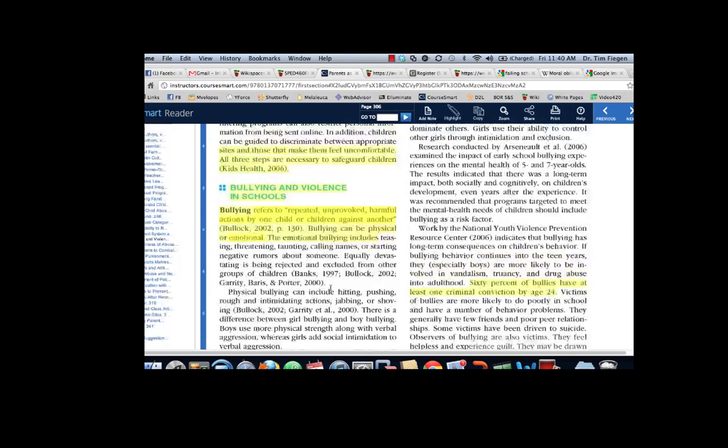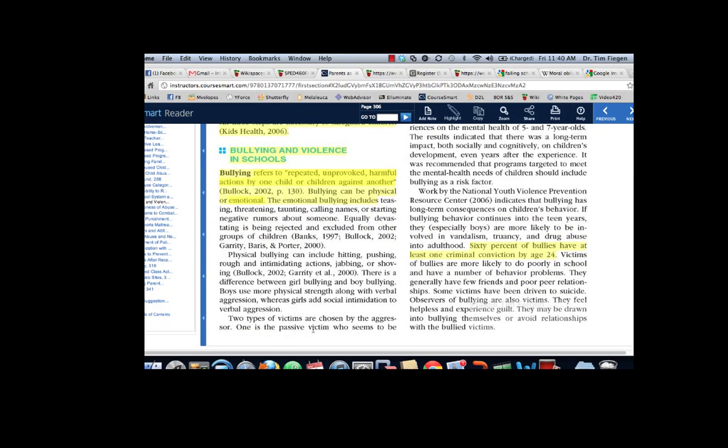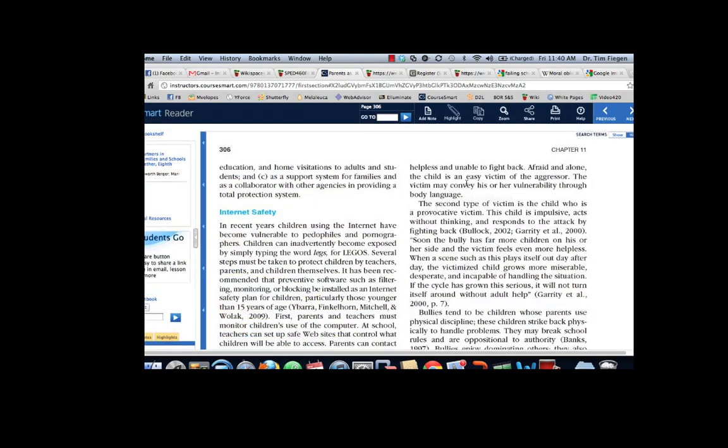You know that. Two types of victims are chosen by the aggressor. One is the passive victim who seems to be helpless and unable to fight back and afraid and alone. The child's an easy victim. The second type is the provocative victim. And this is what I'm talking about. And this is where you're challenged a little bit more. The first one's a little easier to pick out. This one here is a little harder.